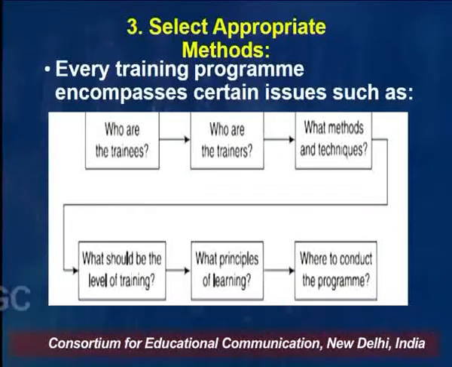Now the third step in the training process is selecting the appropriate method. So every training program encompasses certain issues which have to be addressed during this phase, as to who are the trainees. We have to identify the people who need to be trained. Then second, who are the trainers? Are we going to employ somebody from the organization, or are we bringing in somebody from outside, maybe a corporate or a professional trainer? So what methods and technologies are to be used while training your people?